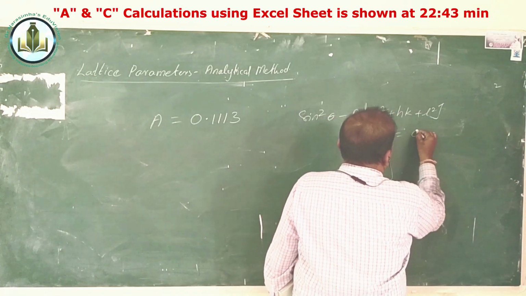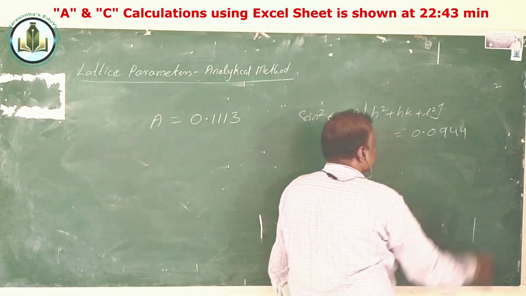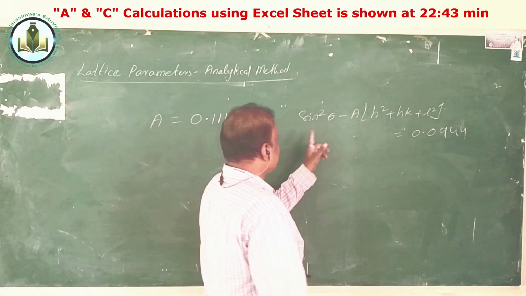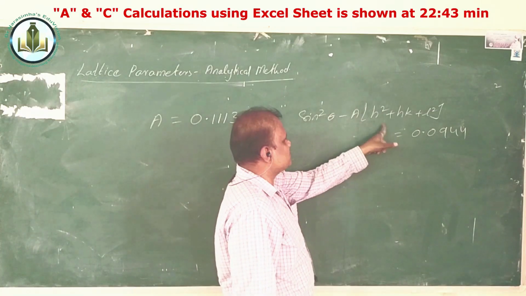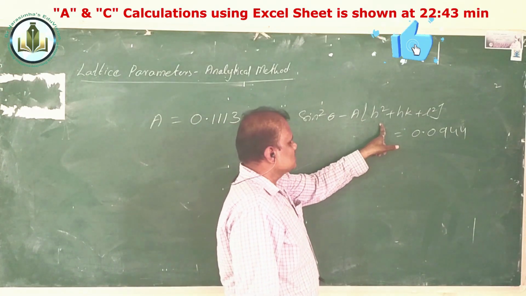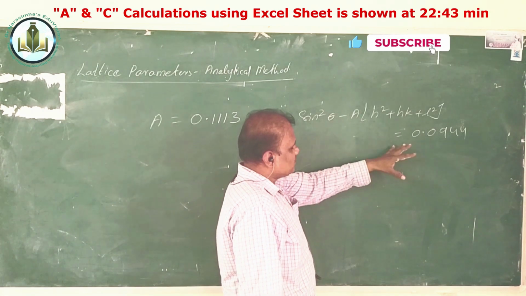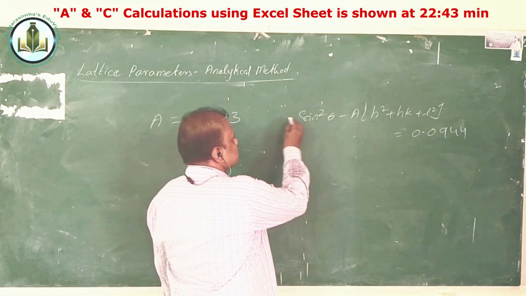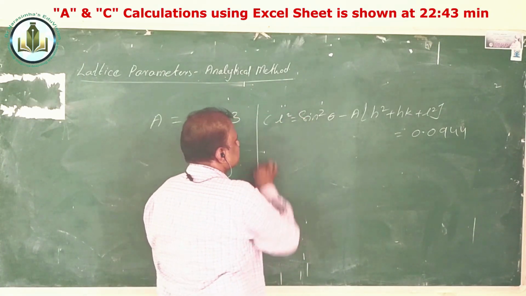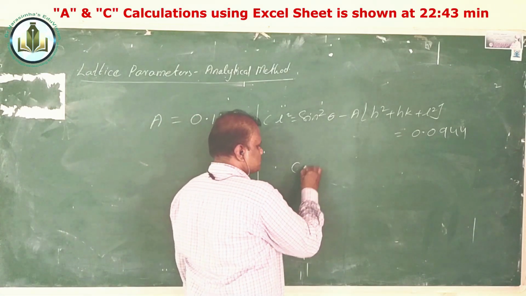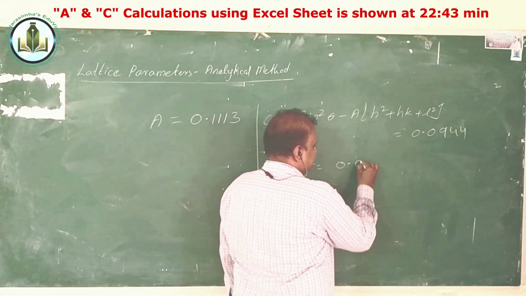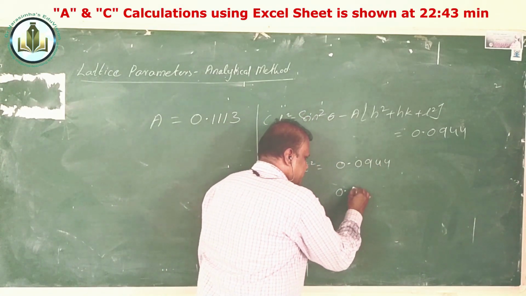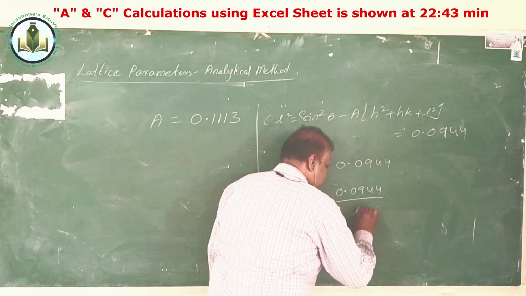Okay, so this is around 0.0944. This value is repeatedly appearing in different columns: sin square minus A, sin square minus 3A, sin square minus 4A. There I have taken 3 columns. From these 3 columns, I find this value which is repeatedly appearing. This is nothing but CL square. So here CL square equals 0.0944. Therefore capital C equals 0.0944 divided by L square.